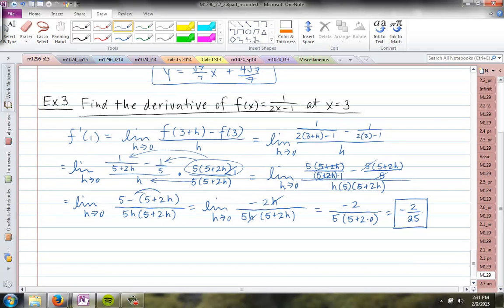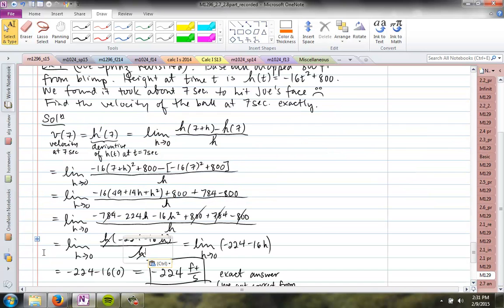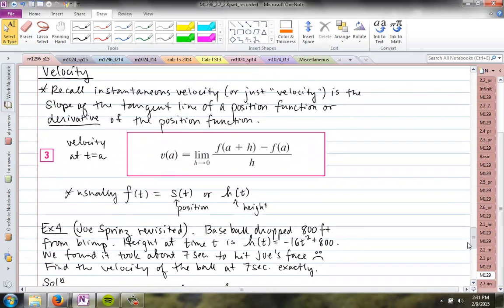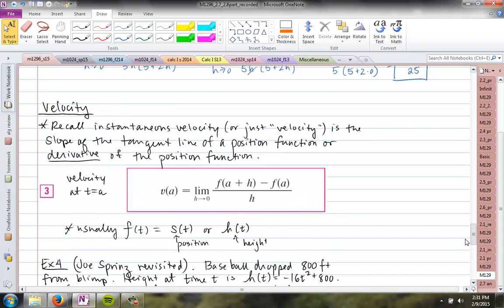Except when you have word problems, like these velocity word problems. So I'm not going to go over this problem in detail. We're just going to revisit velocity. We talked about velocity in 2.1, and now we're going to revisit the concept of velocity within this exact definition of a derivative that we have.